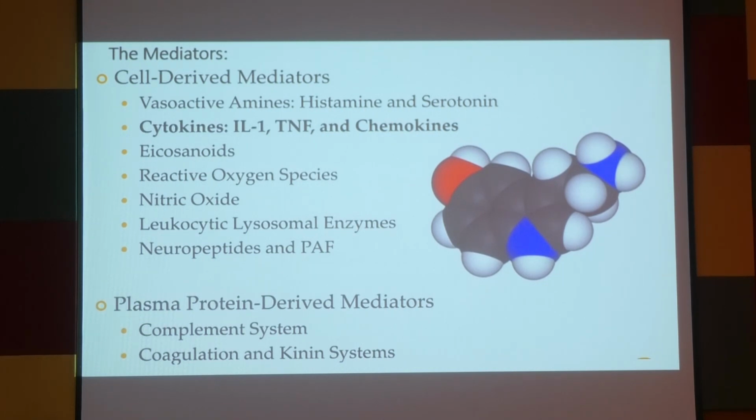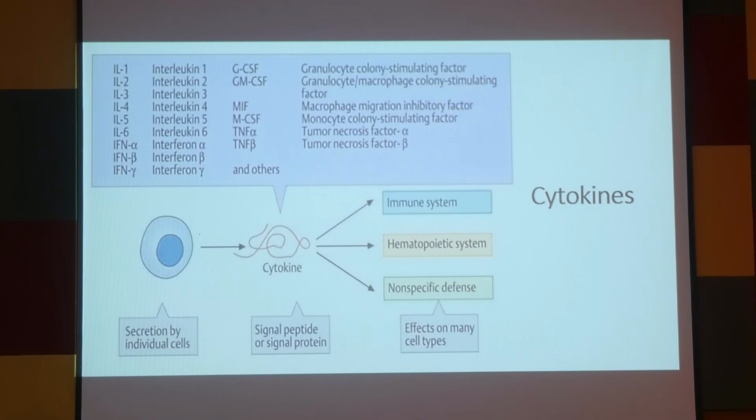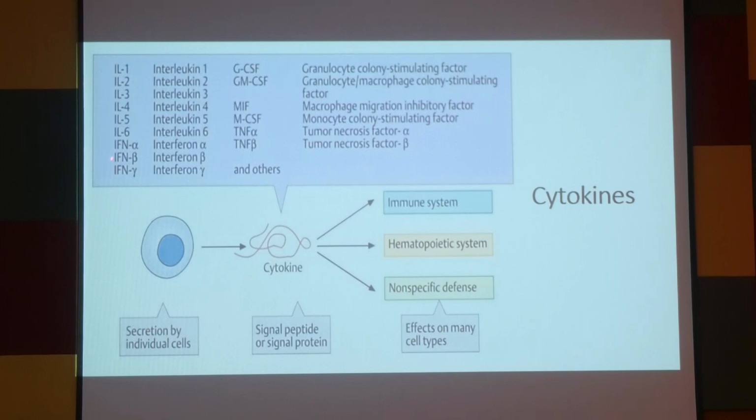Next is cytokines. In cytokines we have to know about interleukins, tumor necrosis factor and chemokines. Interleukins have a long list, there are around a hundred interleukins, from interleukin 1, interleukin 2, interleukin 3 and the list goes on. But the most important is interleukin 1, and next important is interleukin 6. Also among cytokines are interferon alpha, interferon beta and interferon gamma. Among these interferons, the most predominant action is by interferon gamma. Interleukins are also secreted by individual cells, with signal peptide and signal protein activation, and interleukins have a multiple spectrum of action.